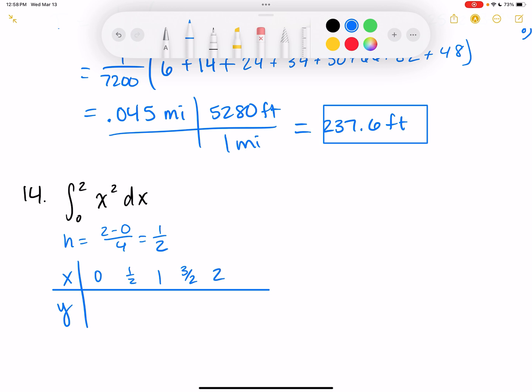So at 0, it's 0. At 1/2, it's 1/4. At 1, it's 1. At 3/2, it's 9/4. And at 2, it's 4. So up to this part, everything's the same. Okay. Now we're going to use Simpson's rule.